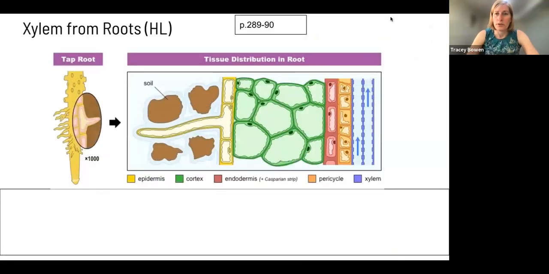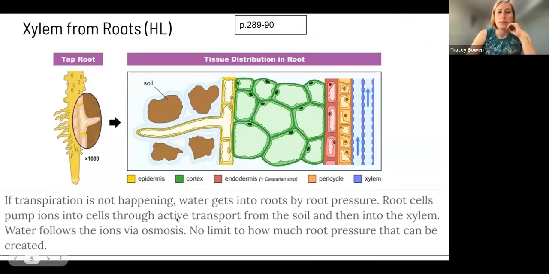So when water is moving in from the roots through into the xylem, if transpiration is not happening, water gets into the roots by root pressure. So the way that that happens is root cells are going to be using ATP to pump ions out of the soil into the root hairs. And because you're going to end up with a high concentration of ions in the root hairs, then through osmosis, water is going to stream into the roots.